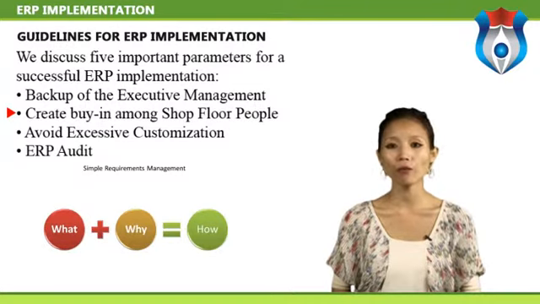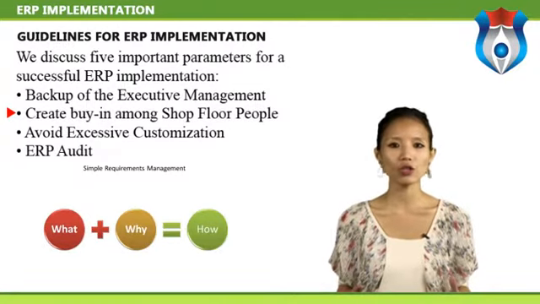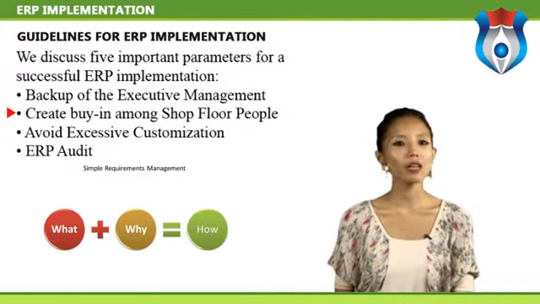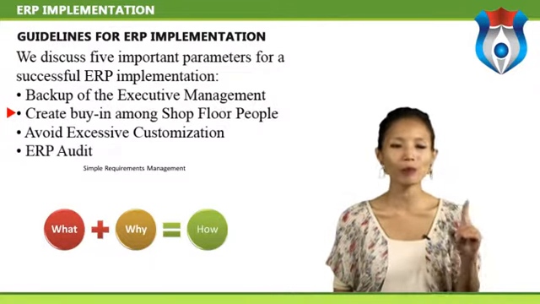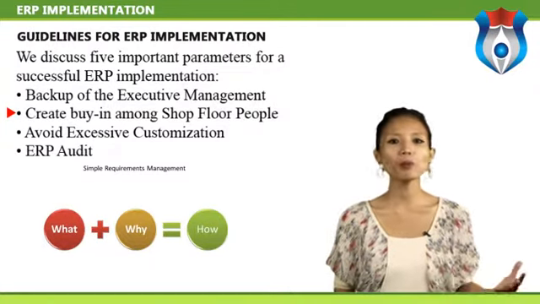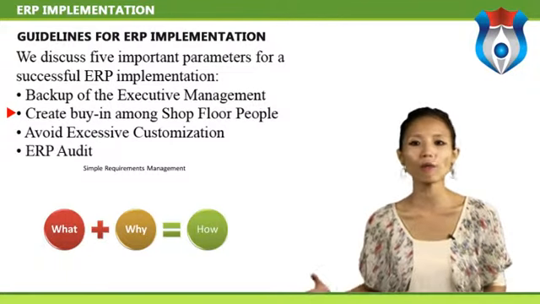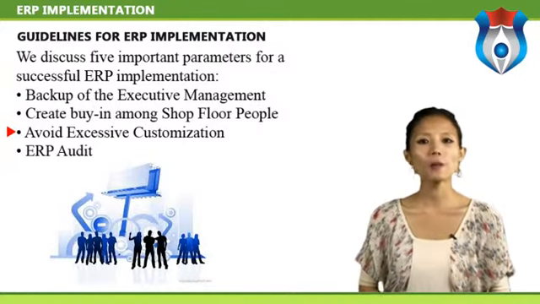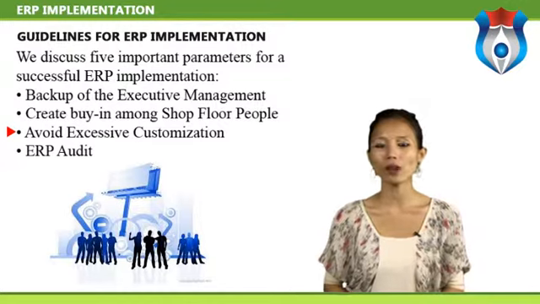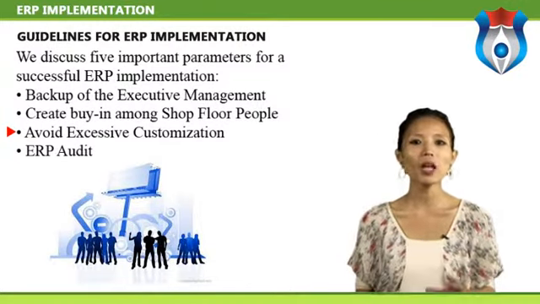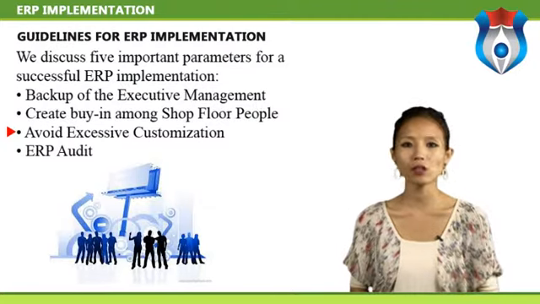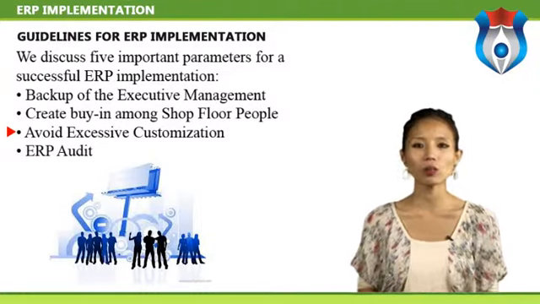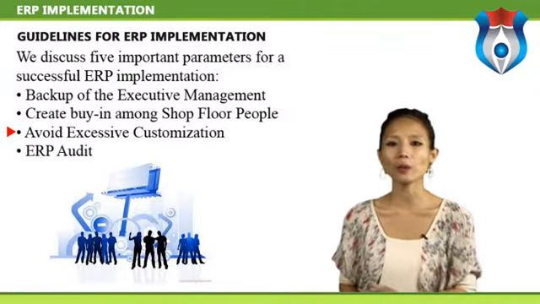Create buy-in among shop floor people. People are resistant to changes, and this holds true for ERP too. For instance, if we are implementing an ERP process in the manufacturing sector, we have to first understand the people who will use it. While the corporate people will accept it willingly, the people on the shop floors will definitely resist it. Avoid excessive customization. The ERP is like a lubricant that will help the business run faster. Many times people mold the ERP system to be implemented to fit their business processes. For successful ERP implementation, however, it is much easier to slightly tweak the business process rather than the ERP system.